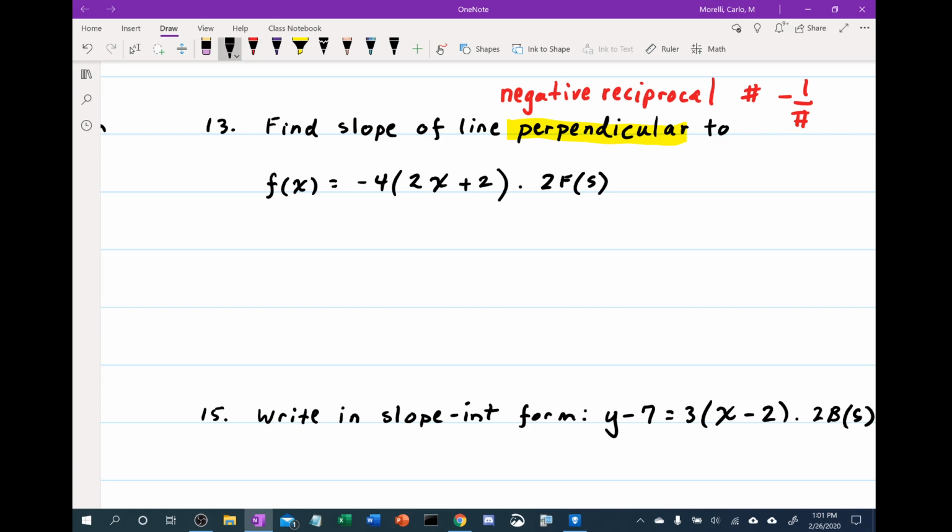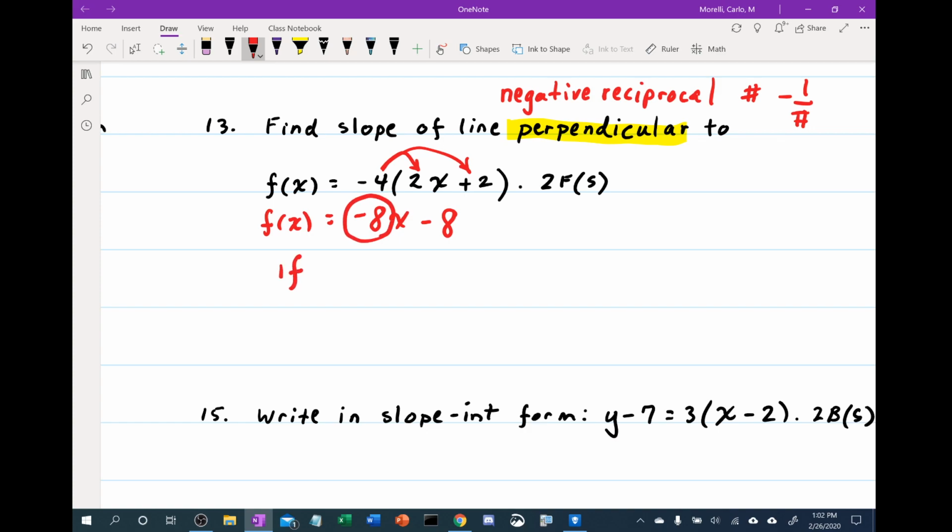So first we have to figure out what this slope is. Well, they haven't given it to us in slope-intercept form, so we have to do a little distribution. -4 times 2x is -8x. -4 times 2 is -8. So this is my original slope.